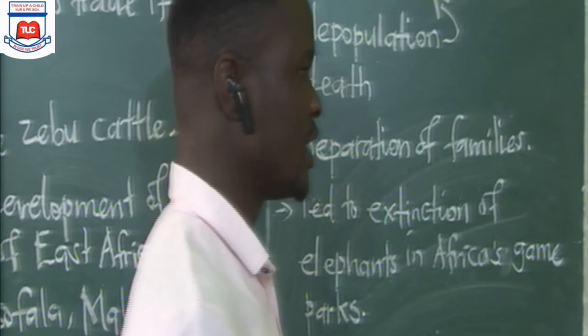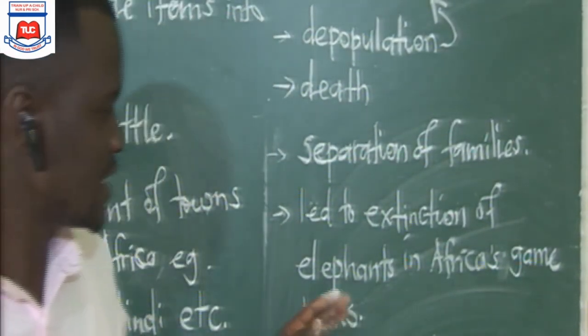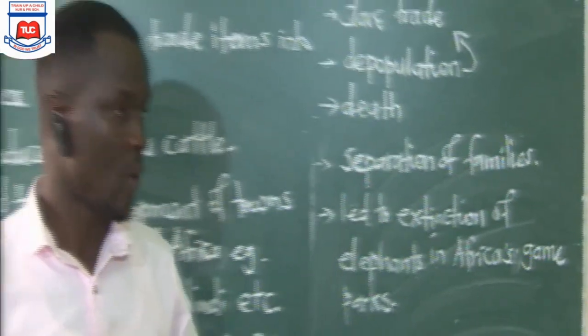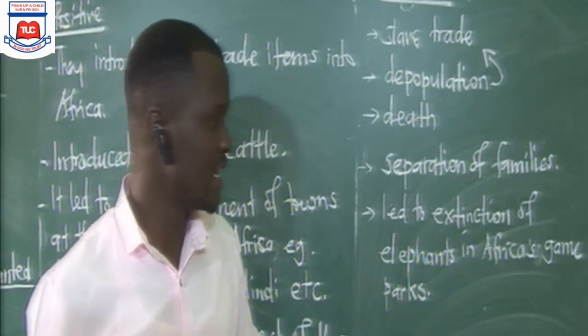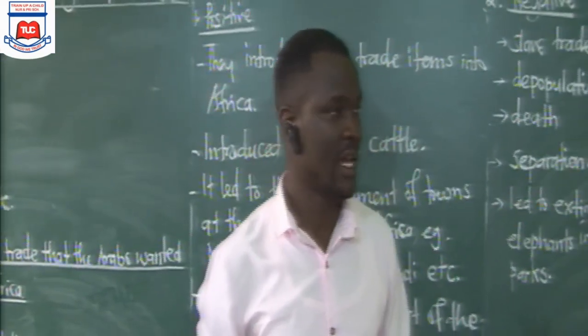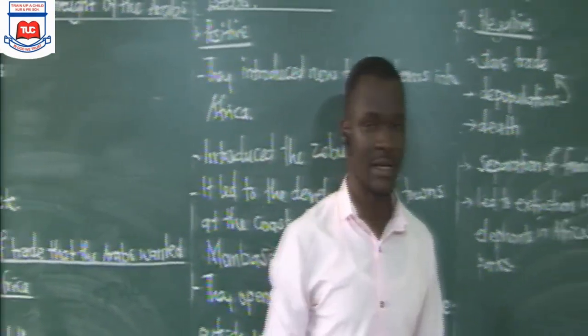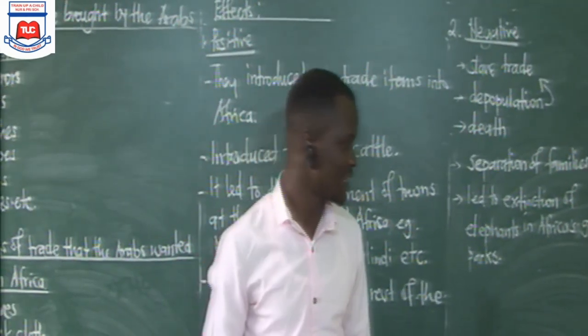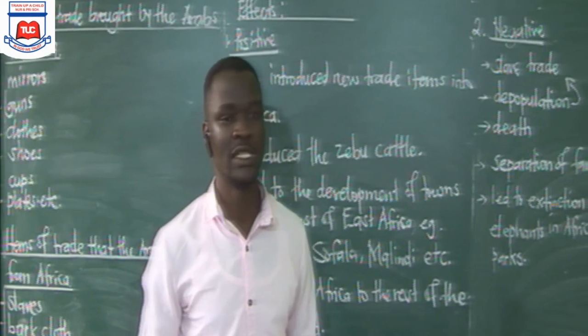A point you need to note is that people were now seriously killing the elephants in order to get ivory that they could exchange with the Arabs, and they get goods that the Arabs had brought, like the guns, the mirrors, the shoes, the clothes, and others, as we already finished to list them.